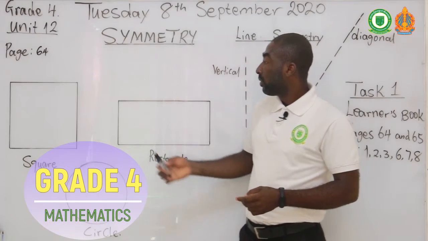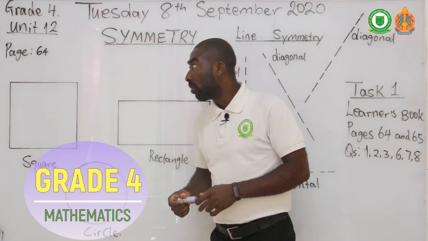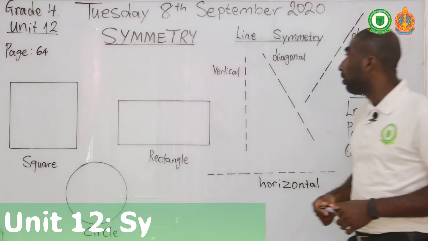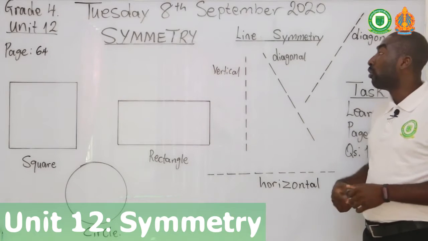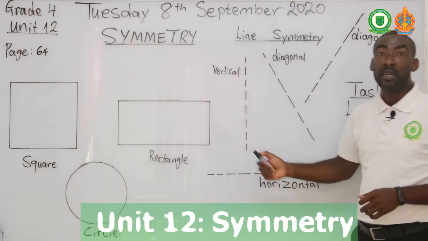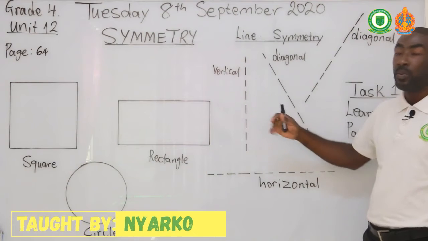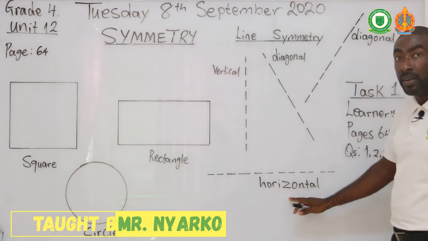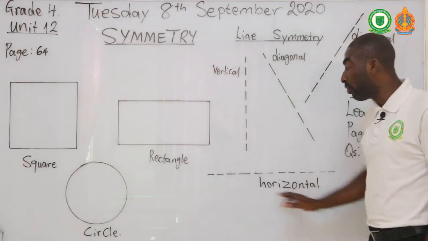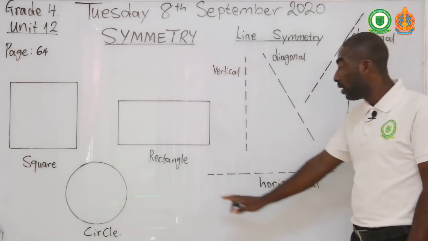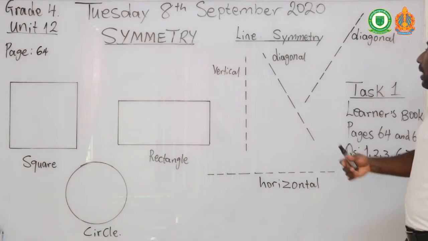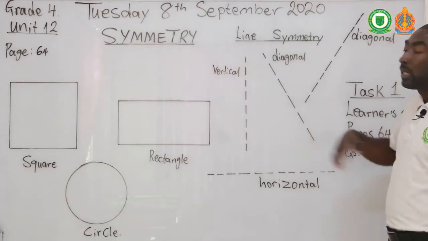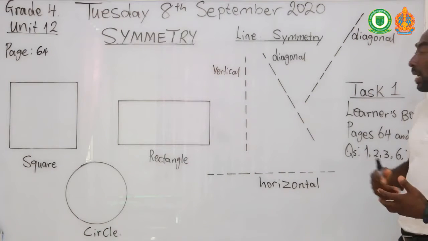We have three shapes here that we're going to look at to see how we can put a line of symmetry. But before that, your line of symmetry can go in a vertical direction. That means it can go from top to down. It can also go in a horizontal direction. That means it can go from left to right, or from right to left. Again, you can also put your line in a diagonal way. That can also give you your line of symmetry.